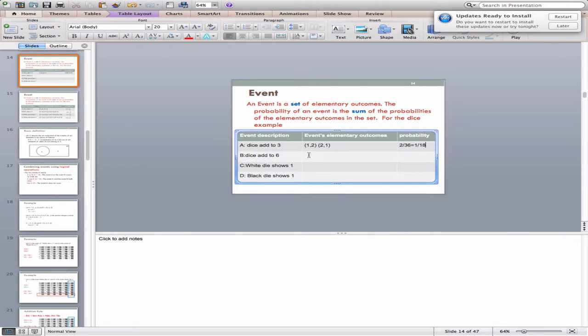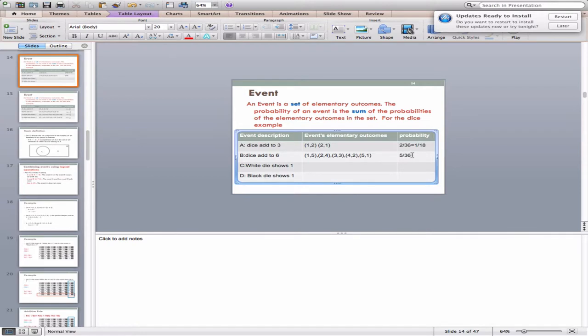What are the elementary outcomes for this event? If the first one is 1, 1, 5, then 2, 4, 3, 3, 4, 2, yeah. And 5, 1, that's it, right? So we count how many elementary outcomes for event B: 1, 2, 3, 4, 5. Then 5 times 1 over 36. The probability for event B is 5 over 36. Okay? Is that clear?